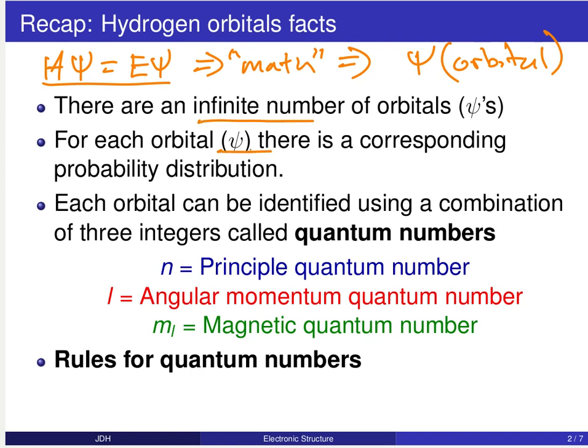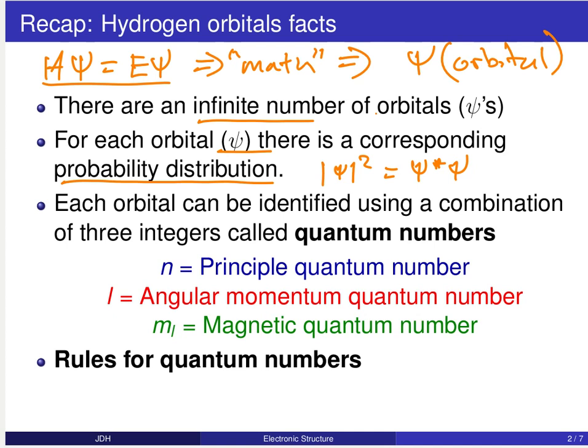And these orbitals can be interpreted as related to a probability distribution, all right? Specifically, we saw that if you take the modulus squared of psi, which is just taking psi times its complex conjugate, we get a probability distribution. So there's an infinite number of these guys, and there's a probabilistic interpretation of each one of these solutions. And we're going to go into those details here in a minute.